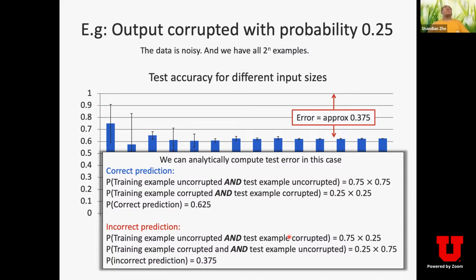And the chance will be, uncorrupted at training stage is 0.75, and corrupted at test stage is 0.25. You just multiply them. We assume that whether they are corrupted or not, these events are independent of each other. That's why we can multiply them. So far, let us assume the training set and test examples are independent and drawn from some unknown data distribution. But of course, if you want to make an association between them, that's some kind of research topic.